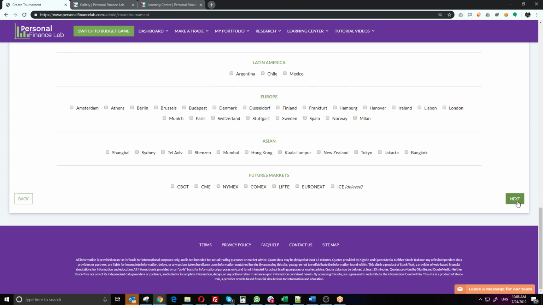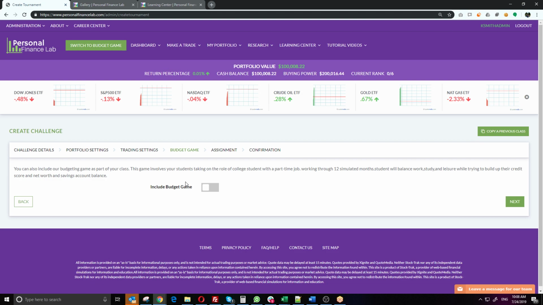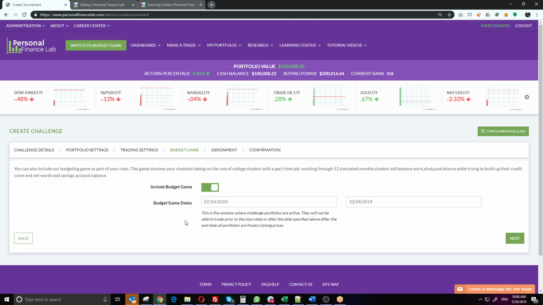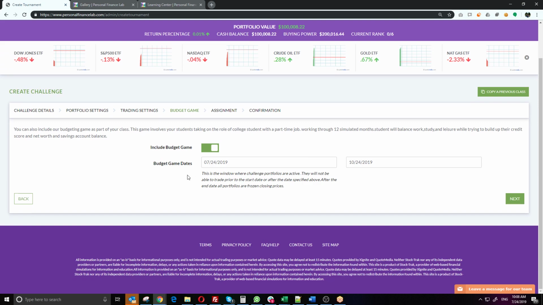If you go to the next step, then it asks whether or not you want to include the budgeting game in your class. So if you turn the budgeting game on, the first thing you'd set is the date range that the budget game will run. As of right now, that's the only setting you have, but by the end of August, there's going to be a bunch more settings you can choose for some of the fixed costs and some of the activities that will pop up in your class. I will talk about that in more detail when I actually show the budgeting game, to show you where you can have control.